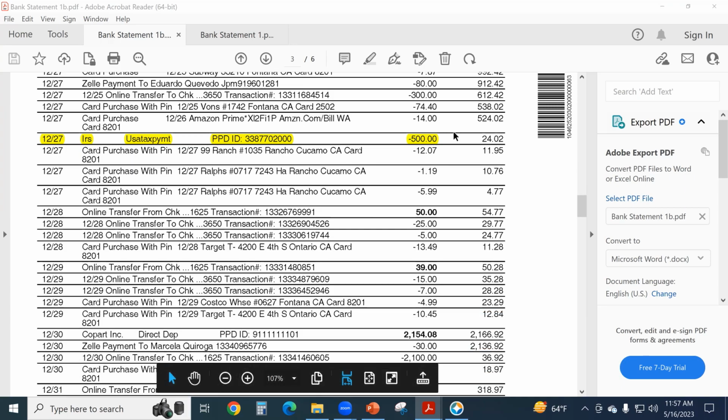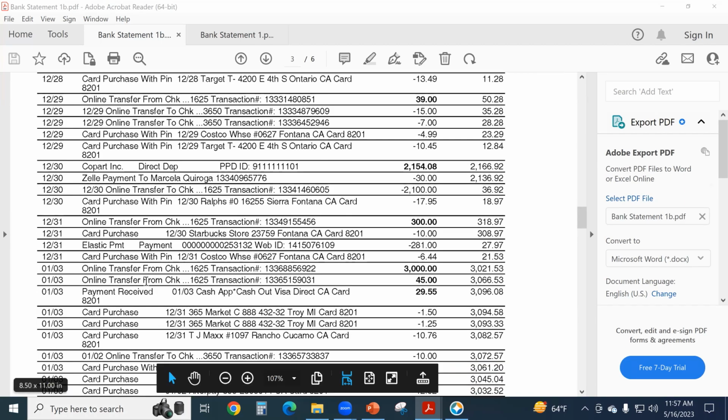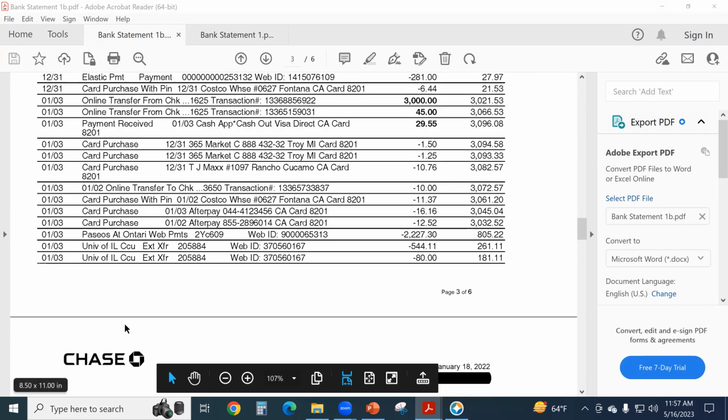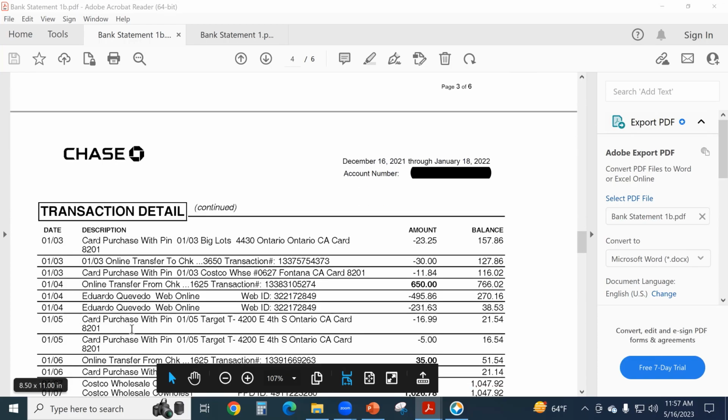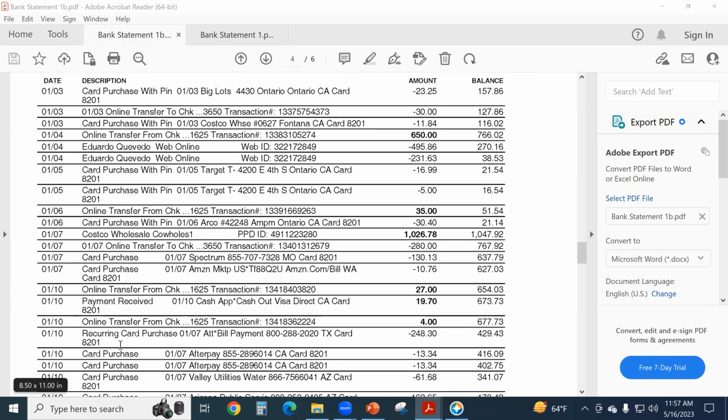But key takeaways is, this is the IRS thing, and the payment to that other company. I can't think of it now.